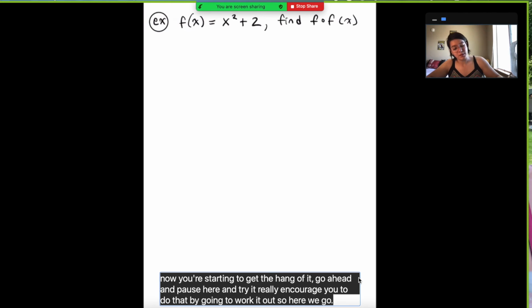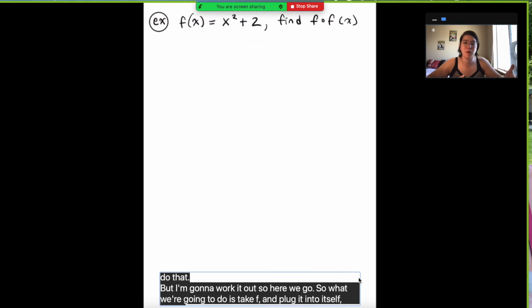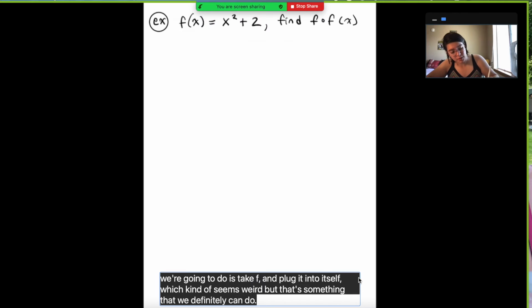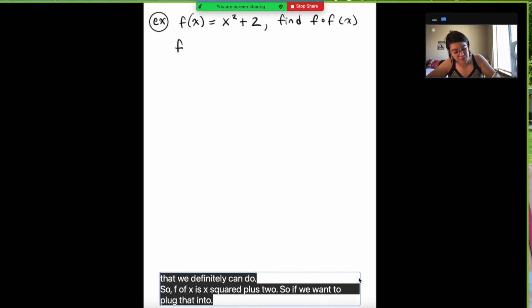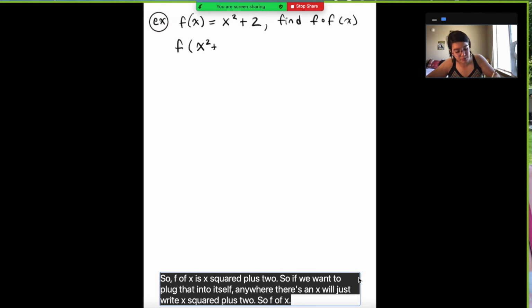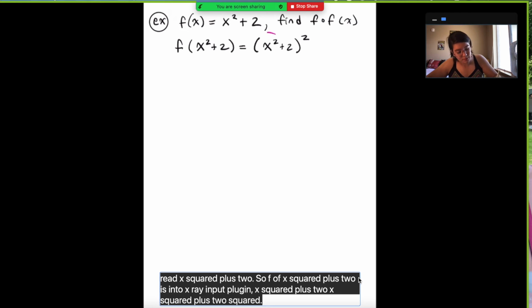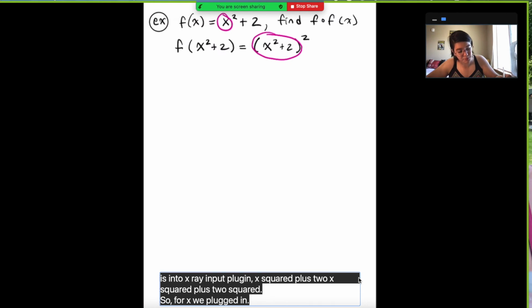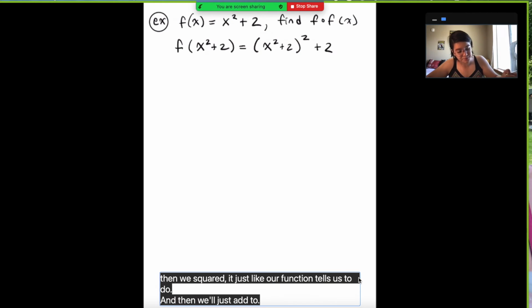So here we go. What we're going to do is take f and plug it into itself, which kind of seems weird, but that's something that we definitely can do. So f of x is x squared plus 2. If we want to plug that into itself, anywhere there's an x, we'll just write x squared plus 2. So f of x squared plus 2 is, into x, we're going to plug in x squared plus 2. So x squared plus 2 squared. So for x, we plugged in x squared plus 2, and then we squared it, just like our function tells us to do. And then we'll just add 2 on the end.